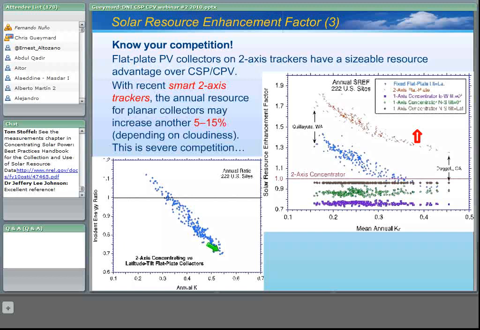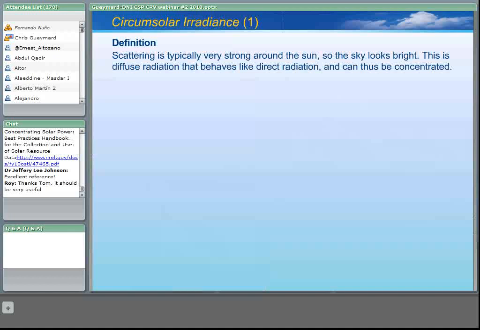Now let's talk about circumsolar irradiance. And this is the definition, if you want. The scattering is typically very strong around the sun, in the sky around the sun. And so the sky close to the sun looks very bright. And this is actually diffuse radiation that behaves like direct radiation. And therefore, that can be concentrated.